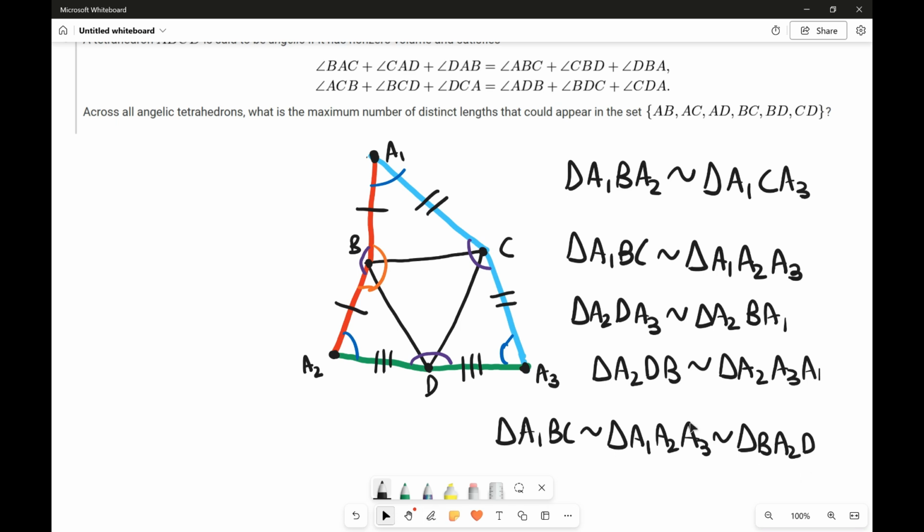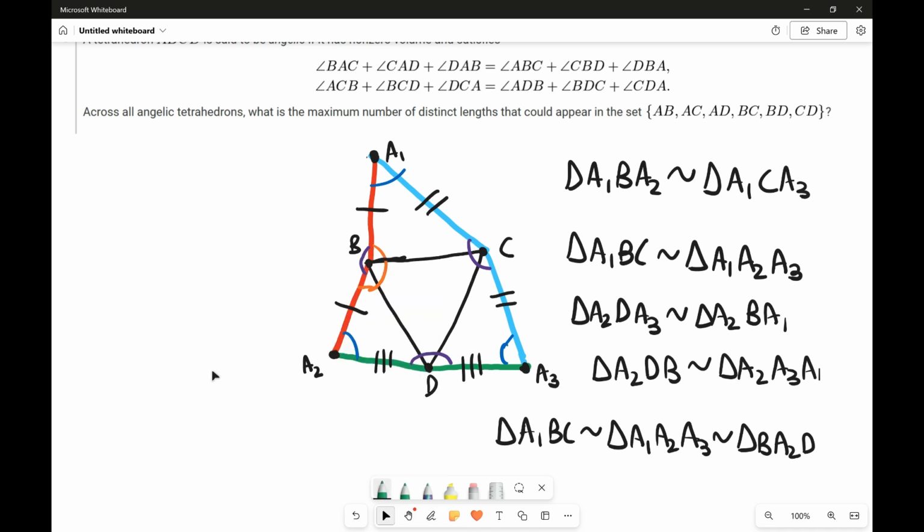Now, can we apply the same thing on A3? Well, we have these lengths are equal again, but these two angles are facing each other. So a spiral similarity does not exist centered at A3 in this case. So now we have that this triangle here is similar to this triangle here. But they have an equal edge, namely this red one, which means that they must be in fact congruent. And since they are congruent, that means that BC is equal to the green edge.